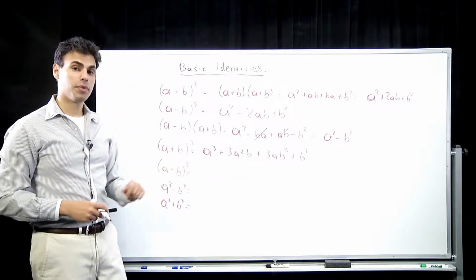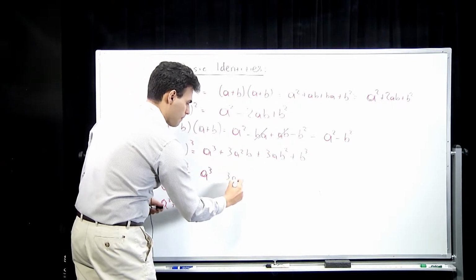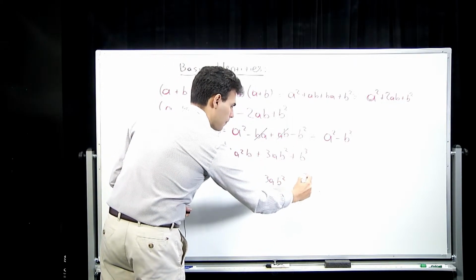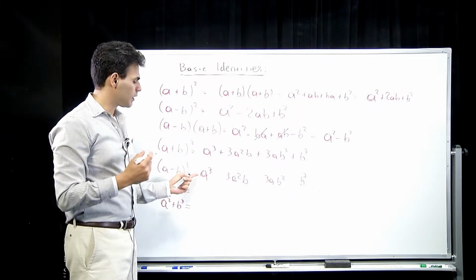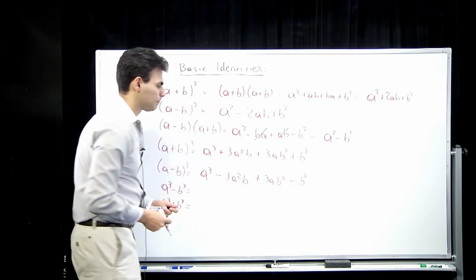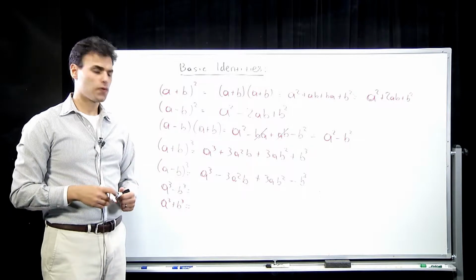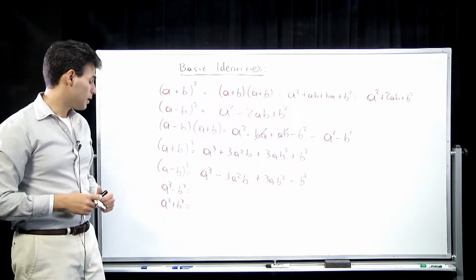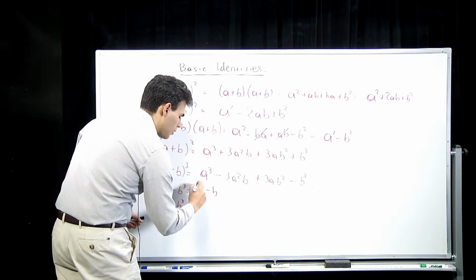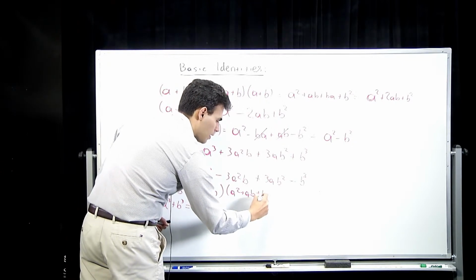Similarly, with the a minus b cubed, the easiest way to do it is remember this guy. It has the same terms as the one on top. And then the signs here alternate to plus, minus, plus, minus. Another one is a cubed minus b cubed. That doesn't show up many times, but you may see it, especially in the factored form. This is equal to a minus b times a squared plus ab plus b squared.